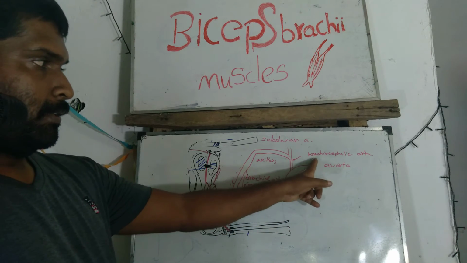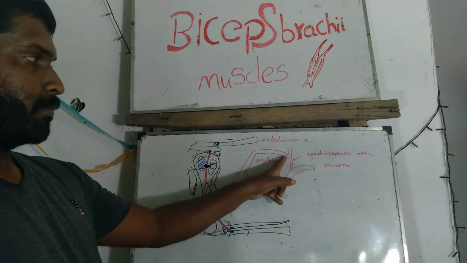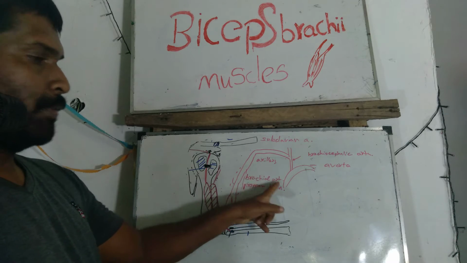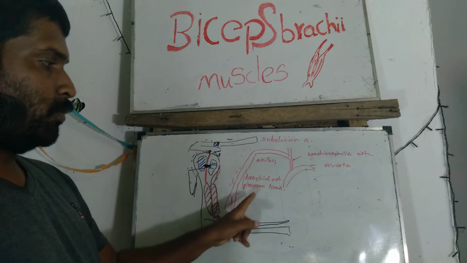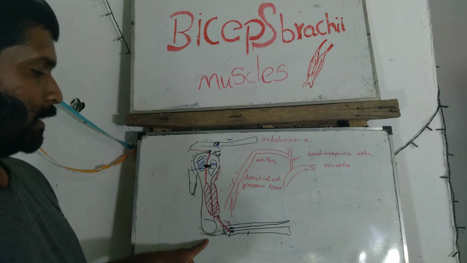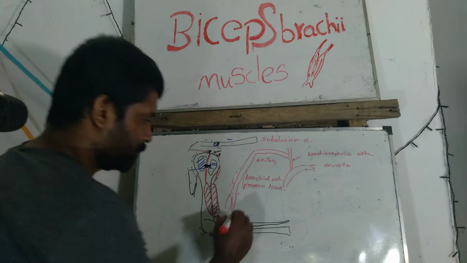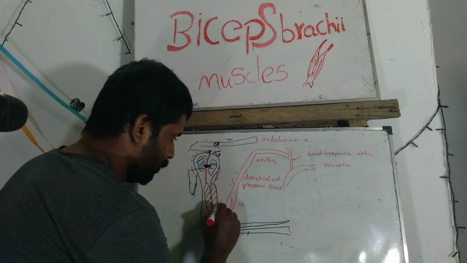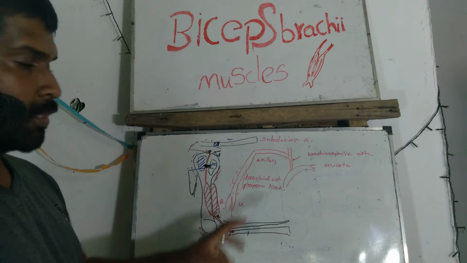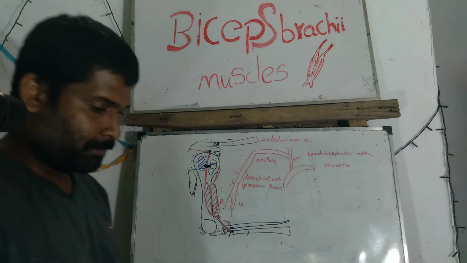Aorta, brachiocephalic artery, subclavian artery, axillary artery, brachial artery, and profunda brachii artery. Then at the elbow joint it divides into the radial and ulnar arteries. Now we conclude the blood supply of the biceps brachii muscle.